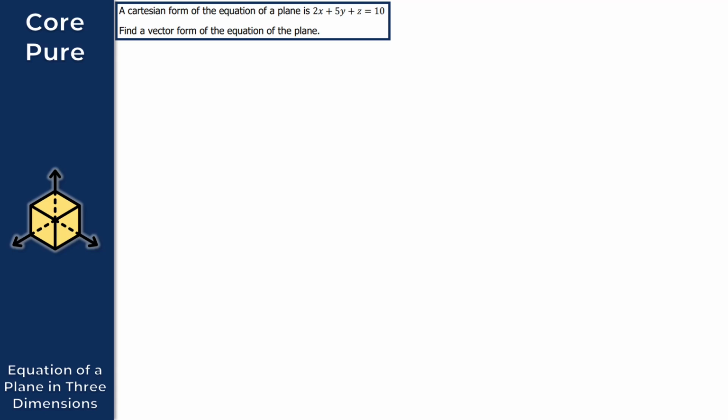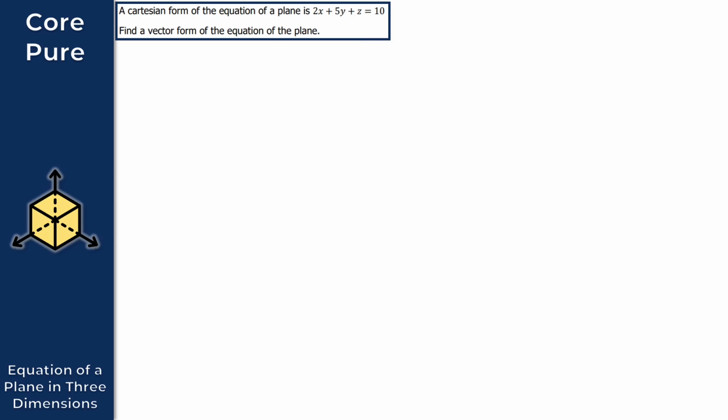So to finish with, let's just take a look at one more question. So we have question 2, and for question 2, we're told that a Cartesian form of the equation of a plane is given as 2x plus 5y plus z is equal to 10. It then asks us to find a vector form of the equation of the plane. To get us started, what we need is 3 points that lie in this plane. The 3 points that you choose might be completely different to mine. That's fine, as long as the 3 points you choose do lie within this plane.